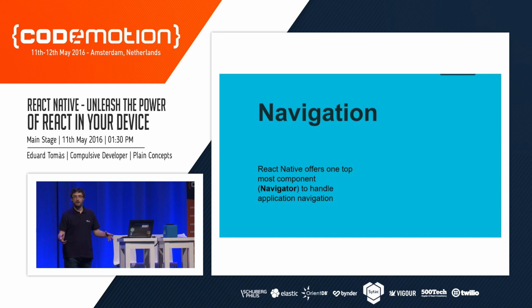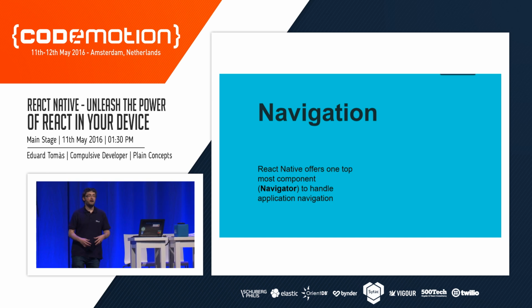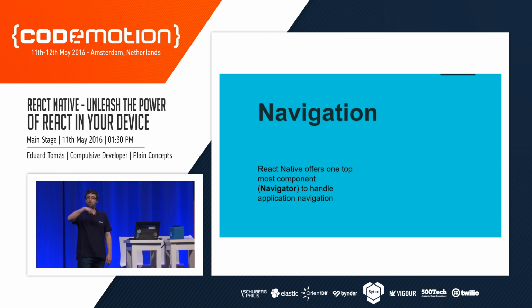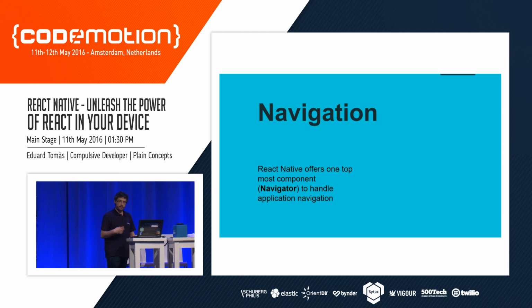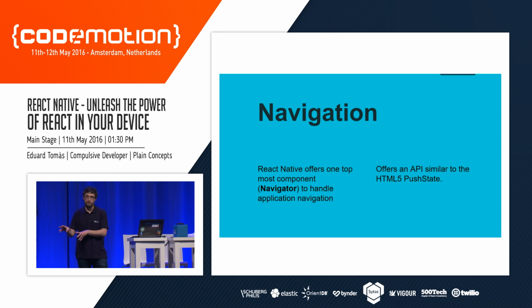This is a very trivial example, what I showed you, but a lot of mobile applications have more than one view, and you can go between views. This is handled using a specific component, which is the Navigator, which handles all this stuff. This component offers an API which is similar, not equal, but similar to the pushState API of HTML5. It's an abstraction. It works both in Android and iOS.